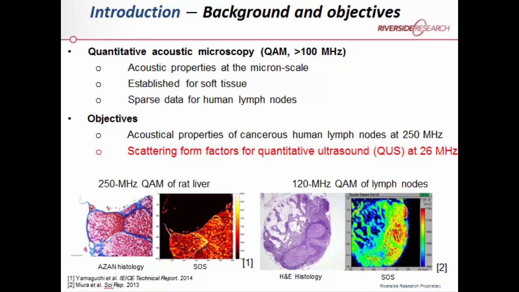So I don't think I need to introduce much more about acoustic microscopy, but we're using very high frequency ultrasound. It's actually very well established for soft tissue. You're getting the resolution in the order of sub 10 microns. There's very little data for lymph node. And so the objectives of this project were to, on the basic side, get acoustical properties of cancerous human lymph nodes using the 250 megahertz acoustic microscopy system, and also, which I'm going to be focusing on a bit more, see if we can deduce scattering form factors from that data.